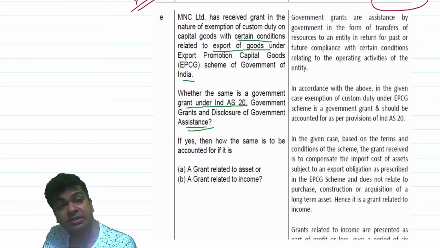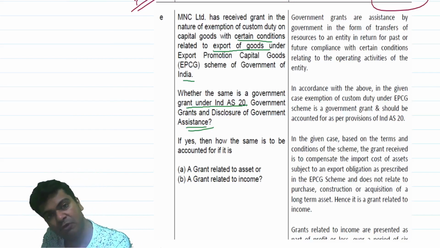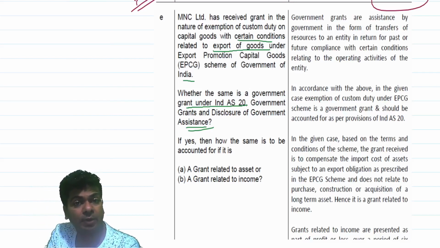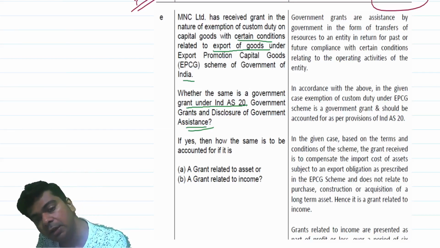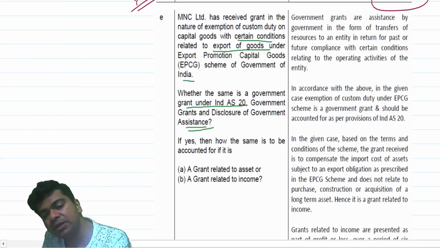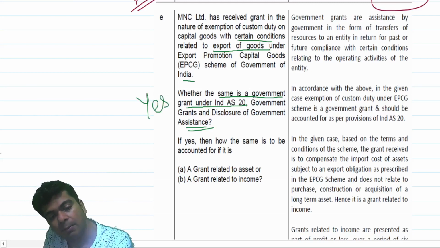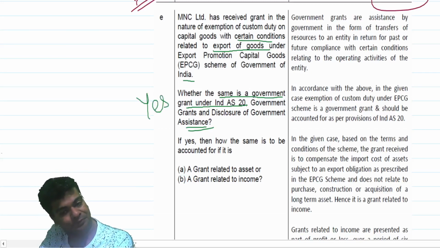Government grants are assistance that you are receiving from the government in the nature of transfer of resources from the government and relating to the operating activities. It is tick marking all the points which are there in the definition of a government grant. If you are asking me that is this a government grant, that's the question. Whether the same is a government grant, my answer is yes. It is indeed a government grant.